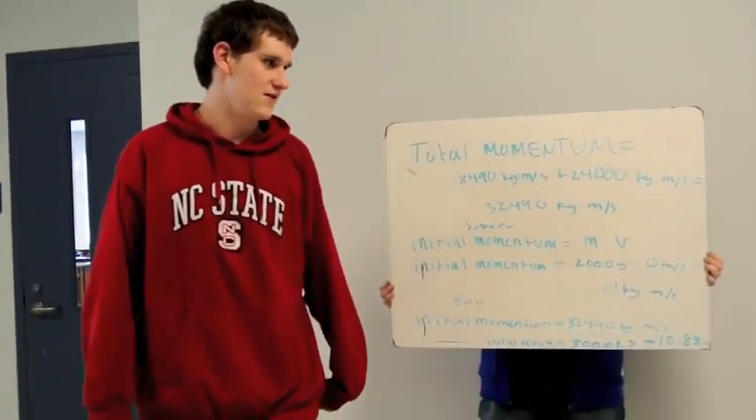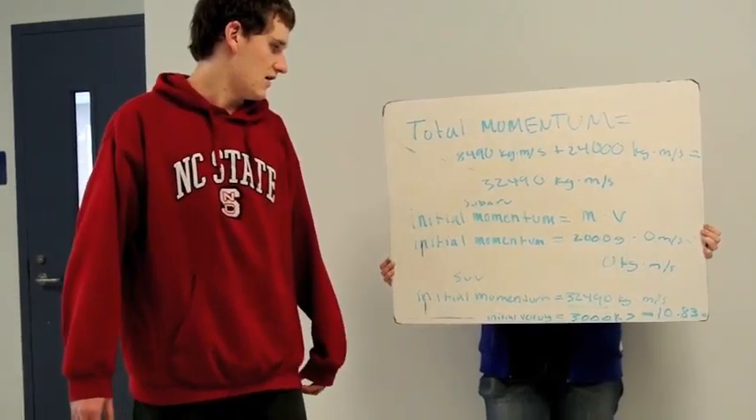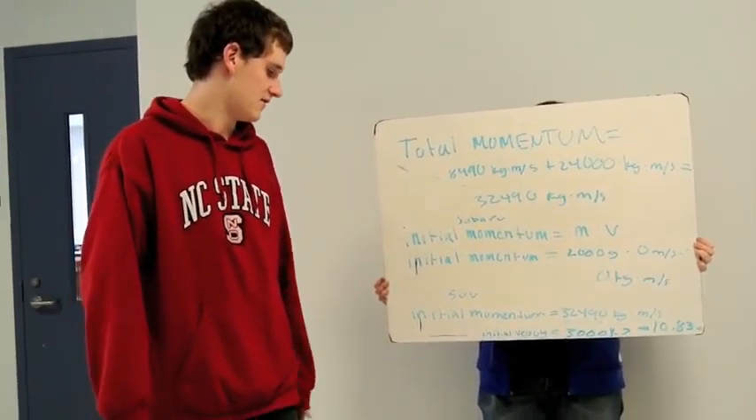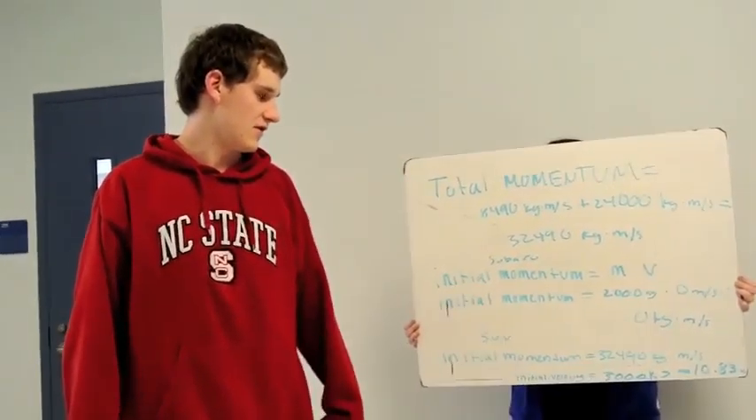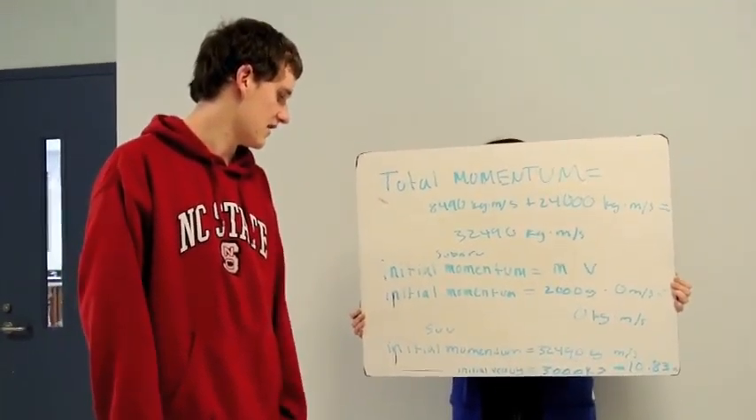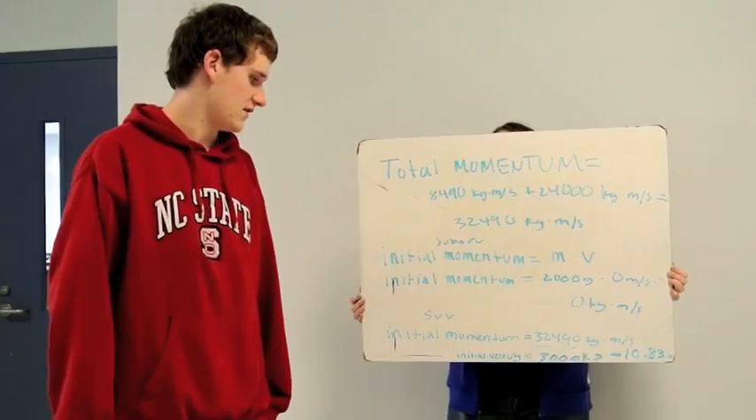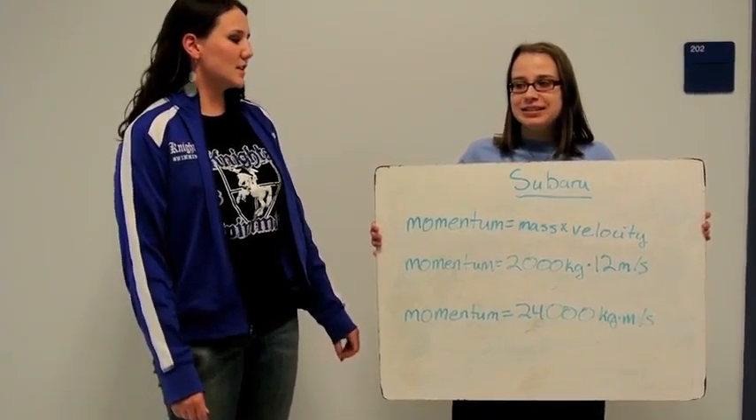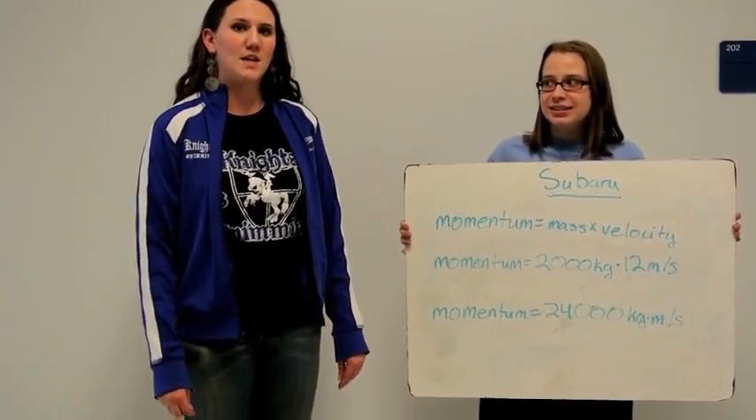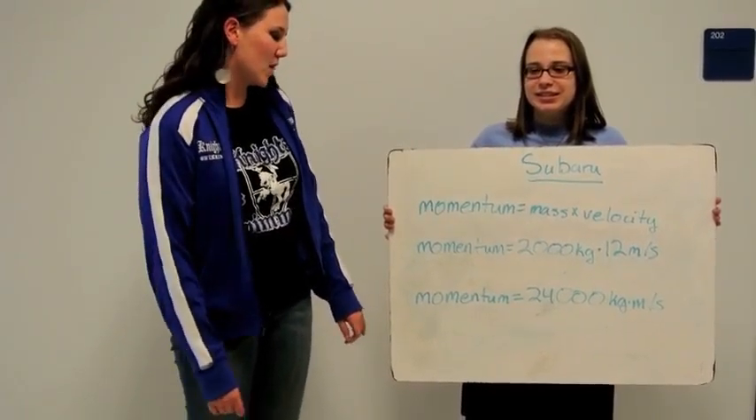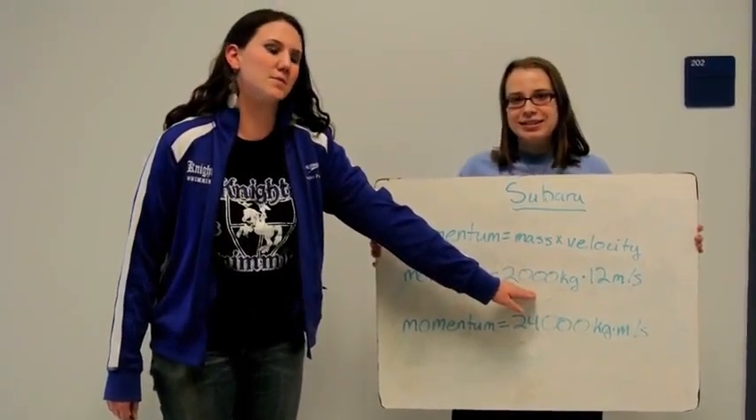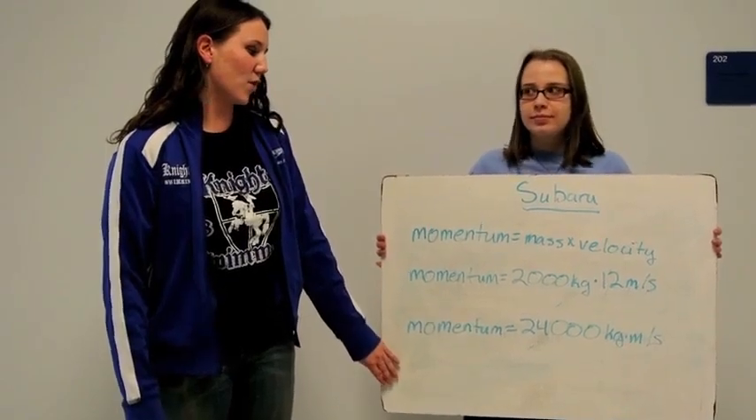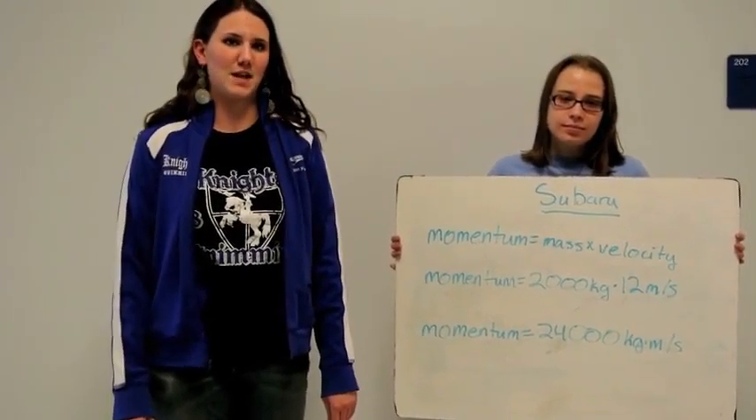So according to the law of conservation of momentum, the total momentum for the initial should be the same as the total momentum for the final. So that's 32,490 kilograms times meters per second. And to find the initial velocity of the SUV, you have to divide that by 3,000 to get 10.83 meters per second. Then using the same equation of momentum equals mass times velocity, you can find the final momentum of the Subaru. So you plug in the 2,000 kilograms for the mass and your 12 meters per second to get a final momentum of 24,000 kilograms times meters per second.